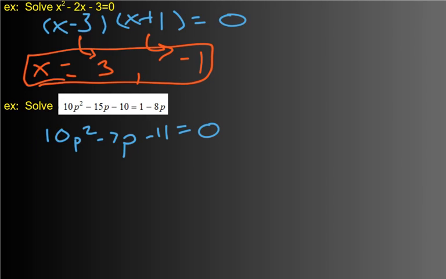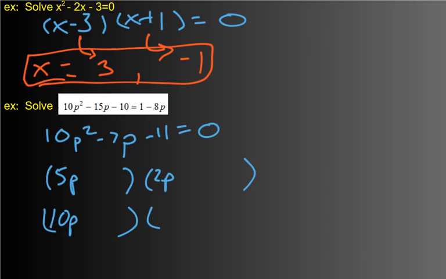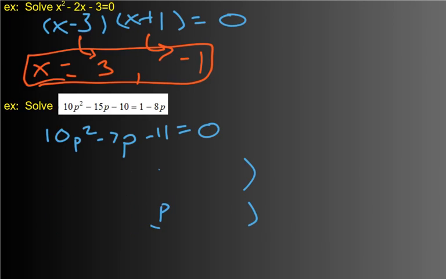The reason it's hard is because it's not super clear what the first terms should be. Should it be a 5p and a 2p? Should it be a 10p and a 1p? It's just going to be too many cases, basically, to think about. So this is honestly one where once I would simplify it like that, I would probably just not even try to factor it. I would just move on to the quadratic formula.